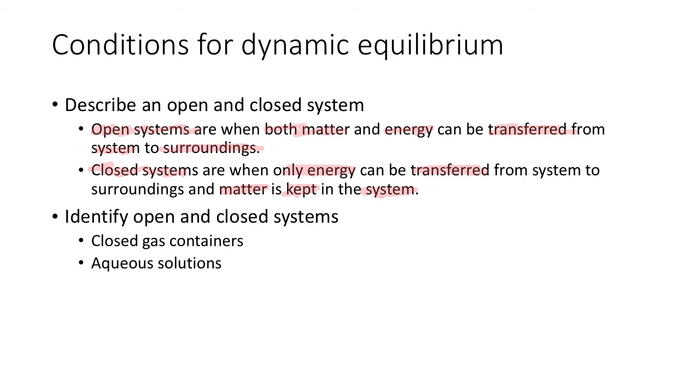What are some examples of open and closed systems? These are just examples of closed systems: closed gas containers and aqueous solutions, because the ions in solutions can't run away. An open gas container is just not going to be a closed system because any products that are formed are just going to escape into the atmosphere, which is not useful.